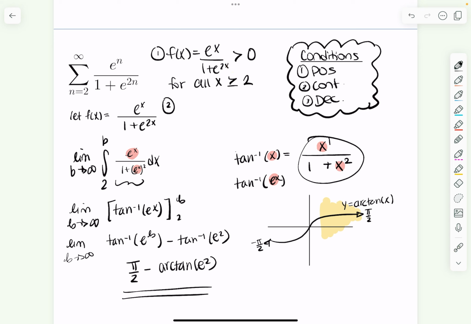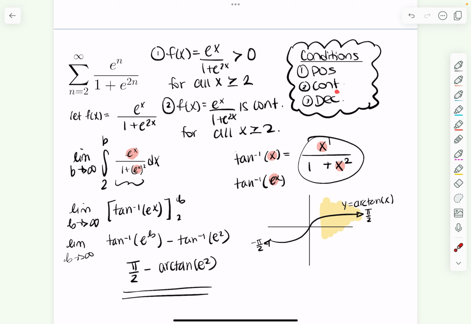And finally, is it continuous? You just have to ask yourself, is it defined at every single x value? Because it's a fraction, I would really look at the denominator and ask myself, is there any way that this can be 0? Well, if the least we're going to put in is 2, the least it could be is 1 plus e to the 4, and that's not 0, so we're good. So we say it's continuous for all x's greater than or equal to 2.